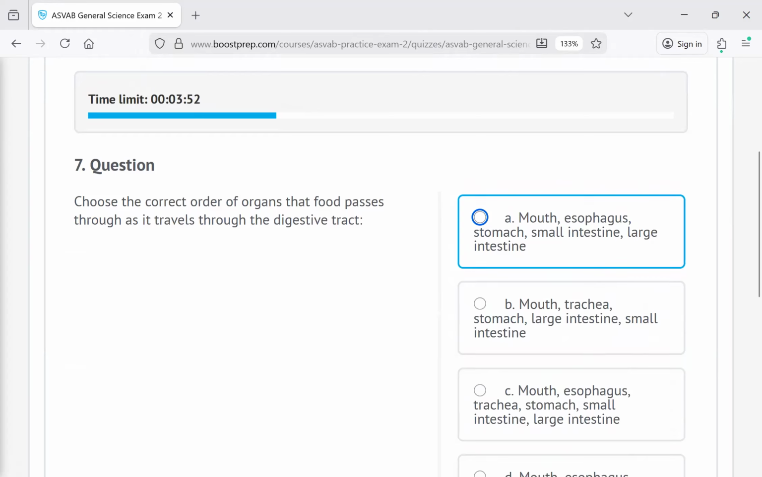Choose the correct order of organs that food passes through as it travels through the digestive tract. I think it's mouth, esophagus, stomach, small intestines, and large intestines. Yeah, it's A. So it goes through the mouth, then the esophagus, then the stomach, then the small intestines, then the large intestines.